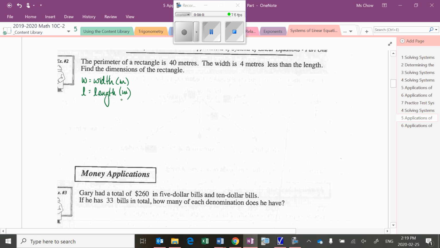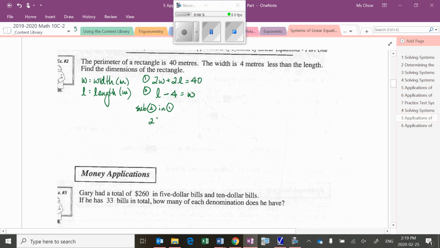So what do we know? The perimeter is 40, so we know that 2 widths plus 2 lengths is equal to 40. We also know that the width is 4 meters less than the length, so length minus 4 is equal to the width. So once again, we've got equation 1, equation 2, and W is nicely isolated already with a coefficient of 1. That means that we can easily and quickly substitute equation 2 into our first equation.